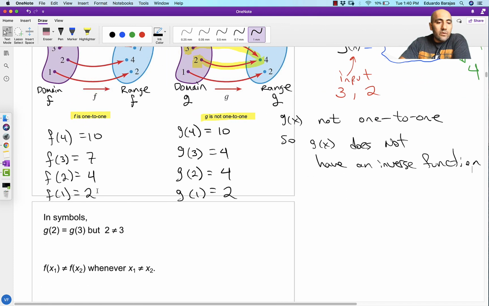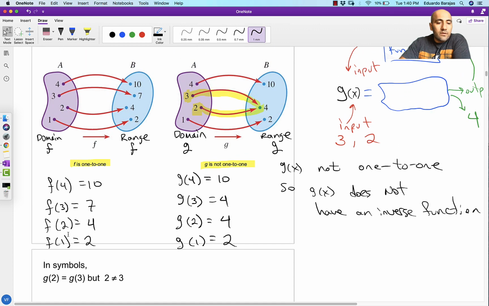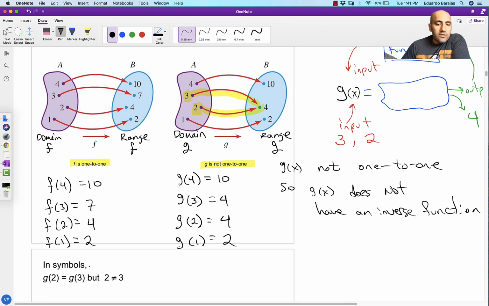So symbolically, we would say this: g of 2 is equal to g of 3, but 2 does not equal 3, right? That's pointing out this very scenario here. Notice that g of 2, well, that's the 4, and g of 3, well, that's the 4 as well. They both equal 4, therefore they equal each other. That's what this is saying.